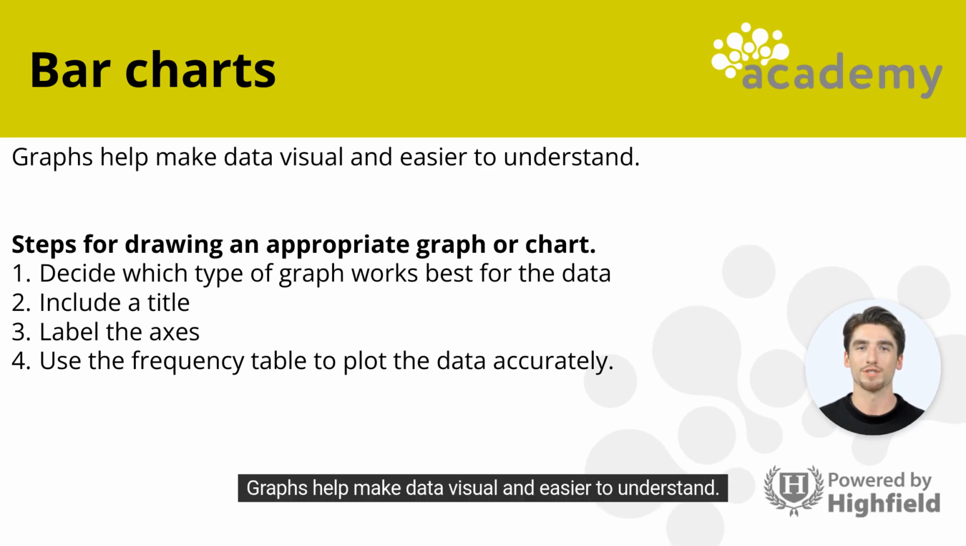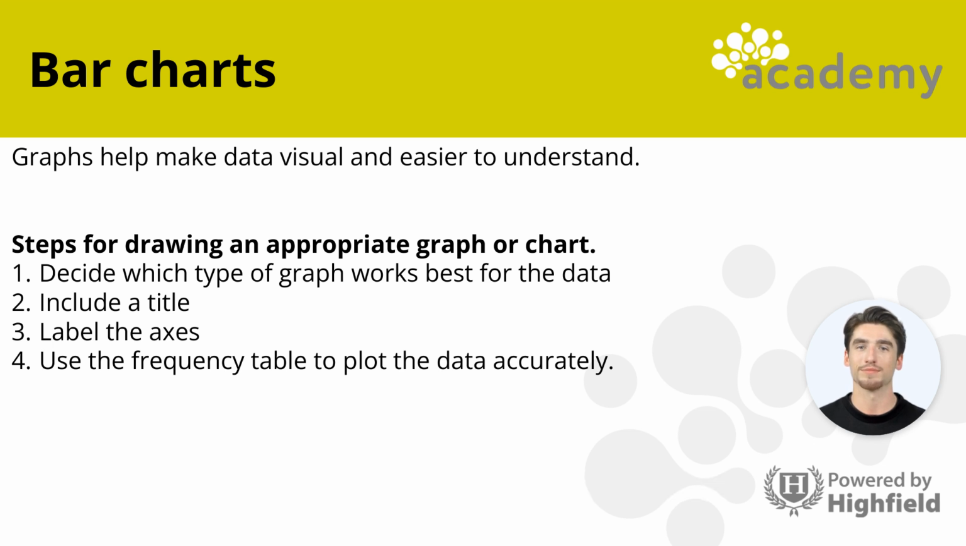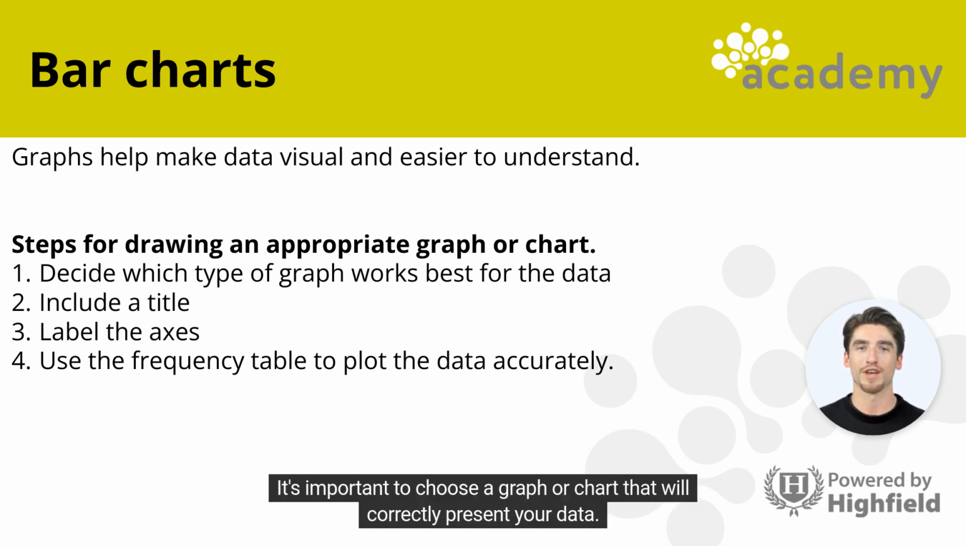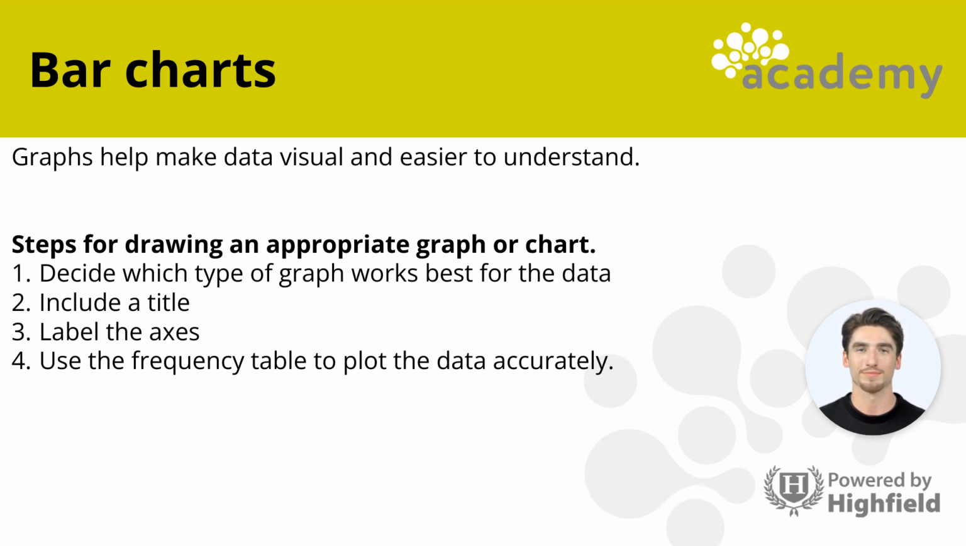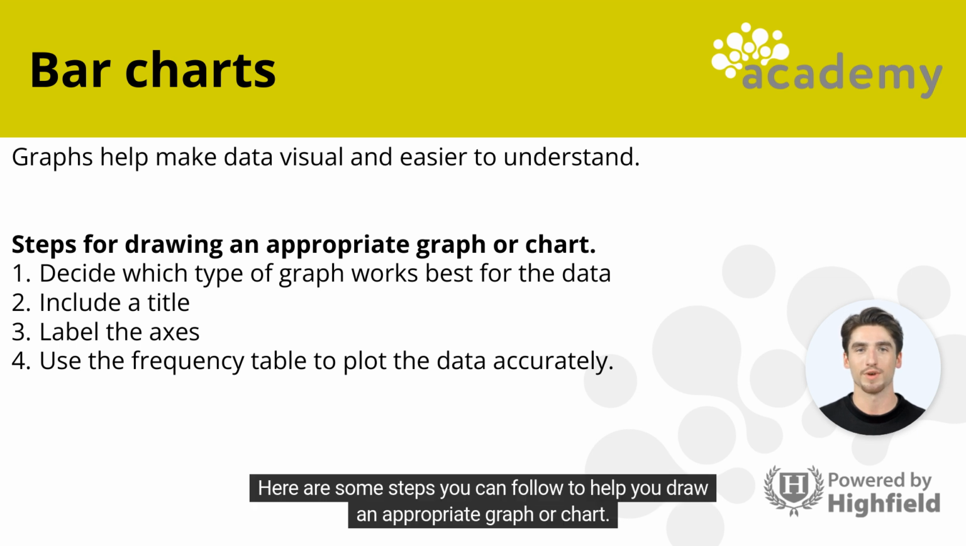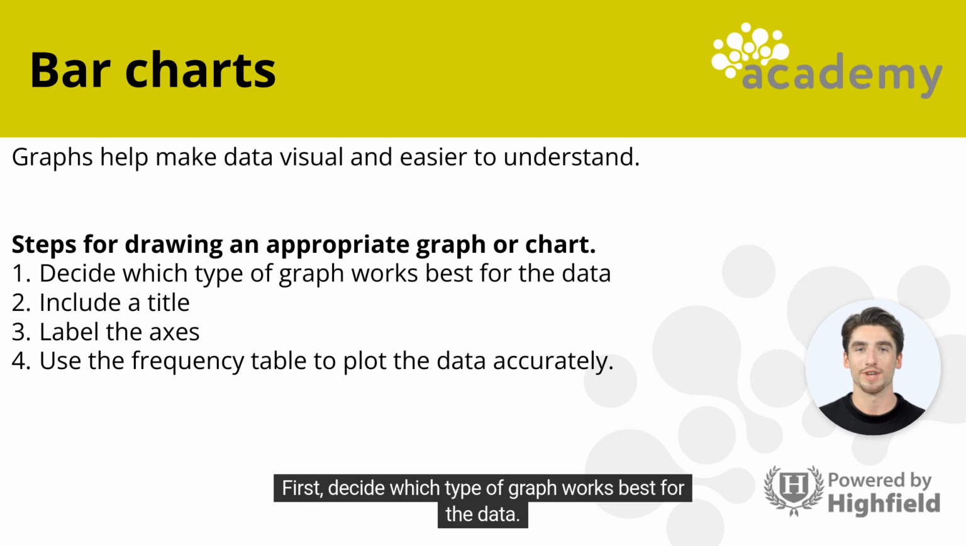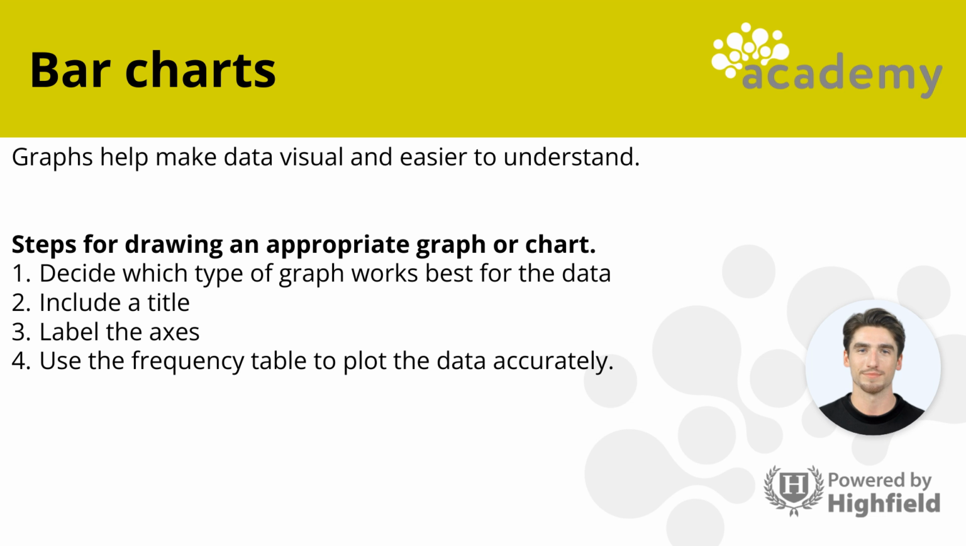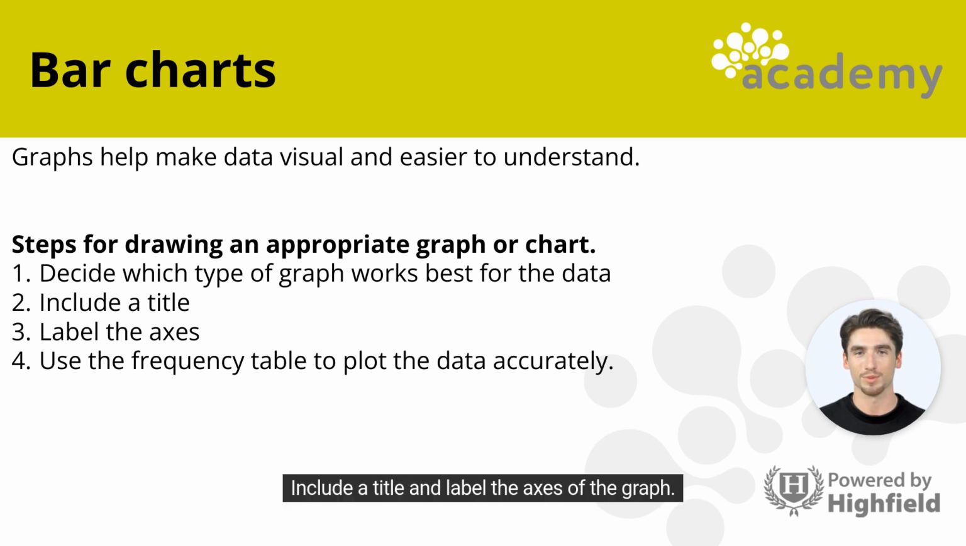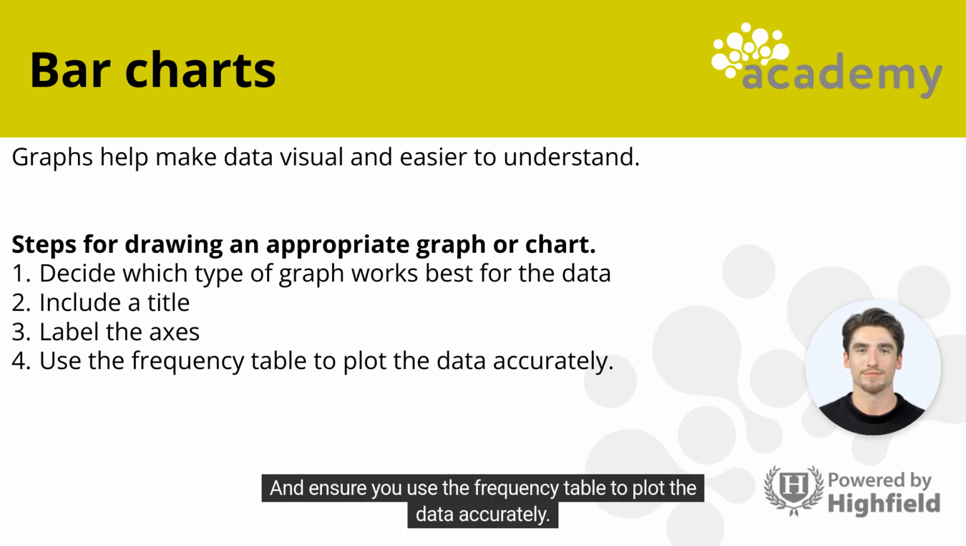Graphs help make data visual and easier to understand. It's important to choose a graph or chart that will correctly present your data. Here are some steps you can follow to help you draw an appropriate graph or chart. First, decide which type of graph works best for the data. Include a title and label the axes of the graph. And ensure you use the frequency table to plot the data accurately.